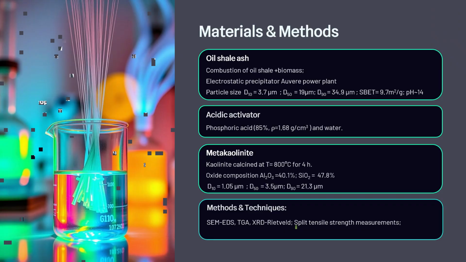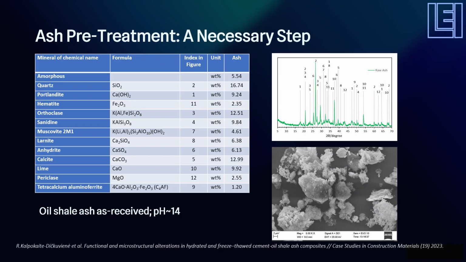geopolymers. Materials and methods. Materials used in this study were metakaolinite, oil shale ash, acid activator, and typical analysis methods like SEM, TGA, X-ray diffraction analysis, and also mechanical strength measurements. Based on our previous study, the as-received ash is rich in calcium-bearing phases, the content of which is nearly 45%. Particles are of various shapes and sizes, ranging from 4 to 35 micrometers.